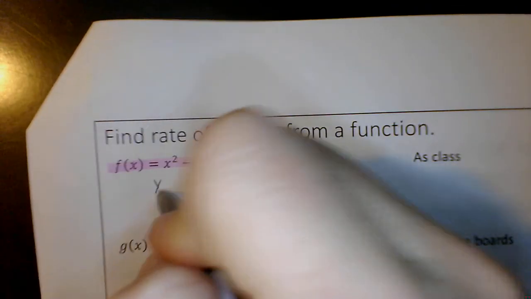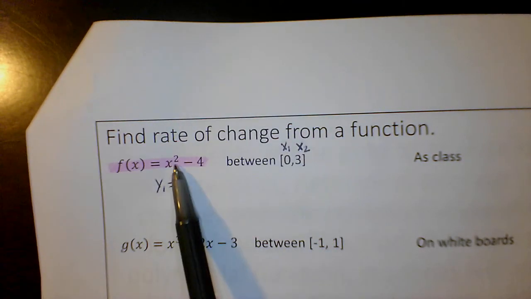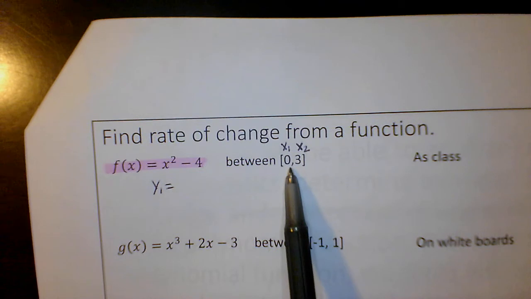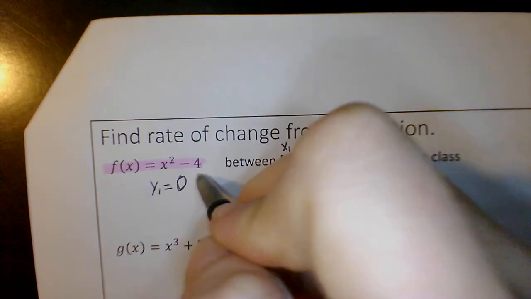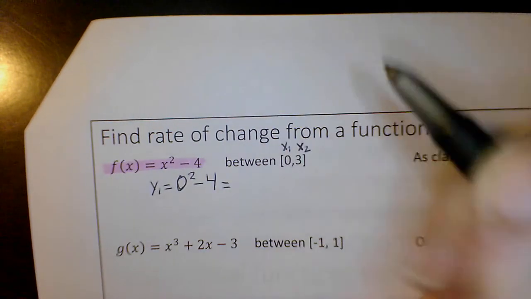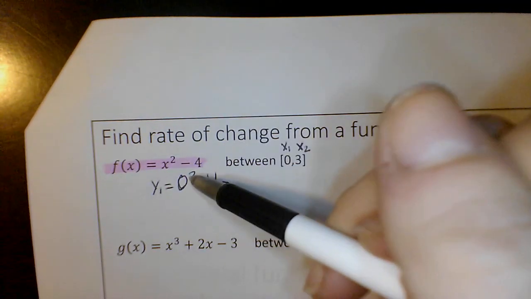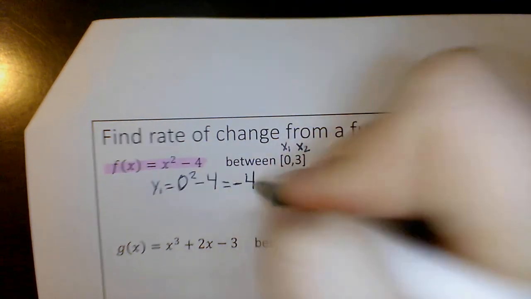So my y1 is going to happen when I plug my x1 into this function. So I'm going to do 0 squared, because 0 was my x1, minus 4. And 0 squared is 0, minus 4 is negative 4.